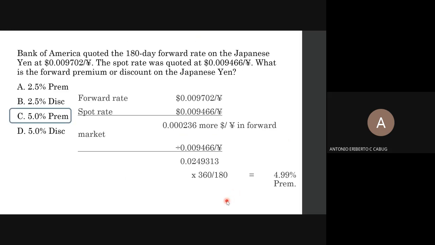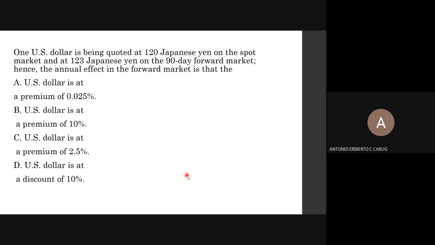That is a 5% premium. Okay? 5% premium. Okay? Next. What about this one?